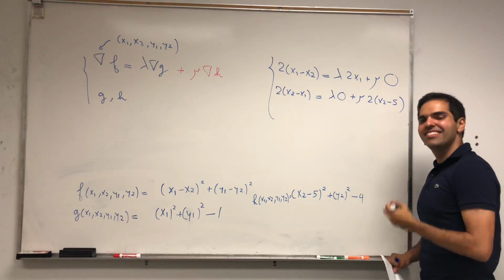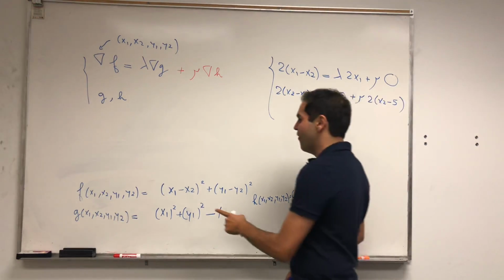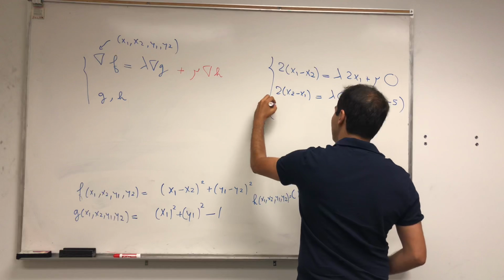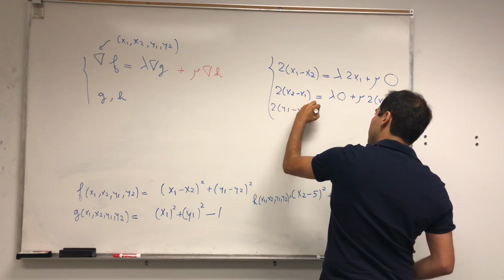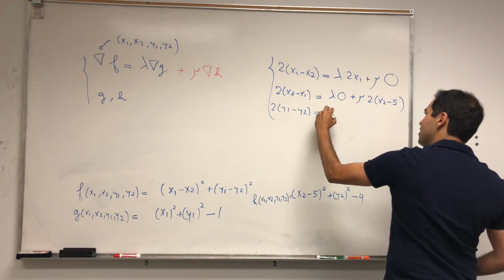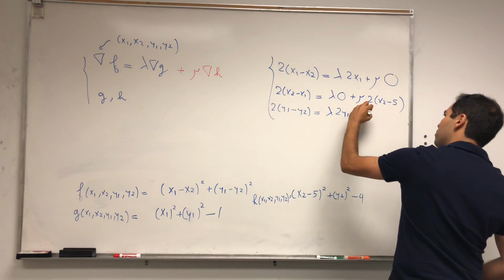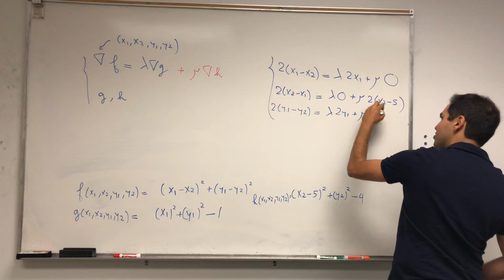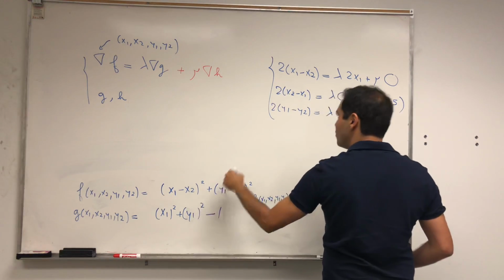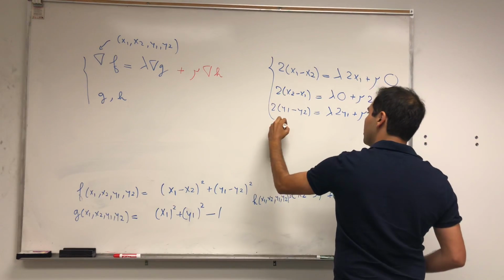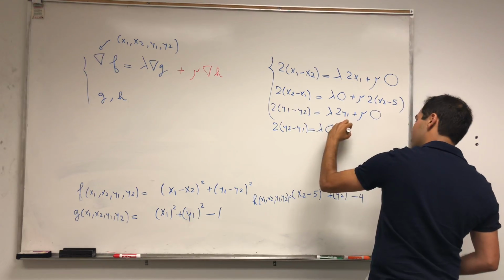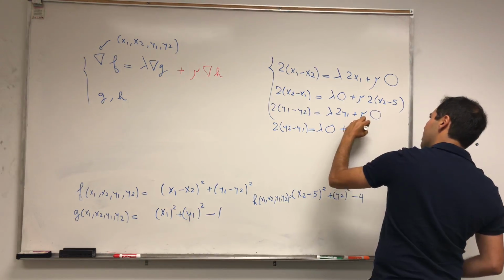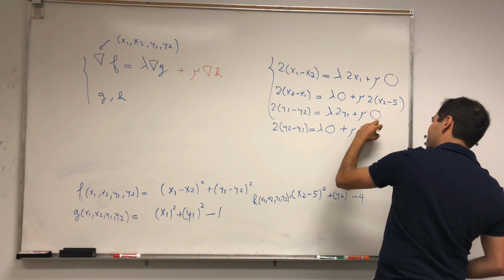And then plus mu times 2 times (x2 minus 5). And now let's just do the same spiel again, but with y1. So this becomes 2 times (y1 minus y2) equals lambda times 2y1. No y1s, so 0. And lastly, 2 times (y2 minus y1) equals lambda times 0 plus mu times 2y2.